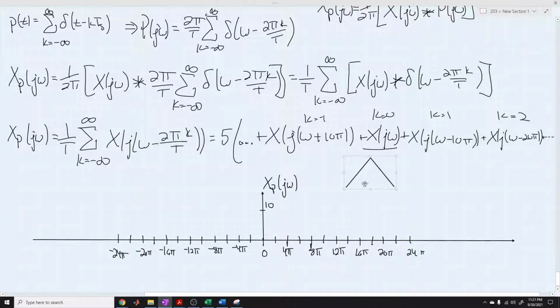Right, and here's our replica. Here's X of j omega. So we have one there. Close enough. And then we'll have another one here. Here's where 10 is, right about there. And we're going from 6 pi to 14 pi, which is 8, and we have 4 pi minus -4 pi, that's 8. And then we'll have another one.